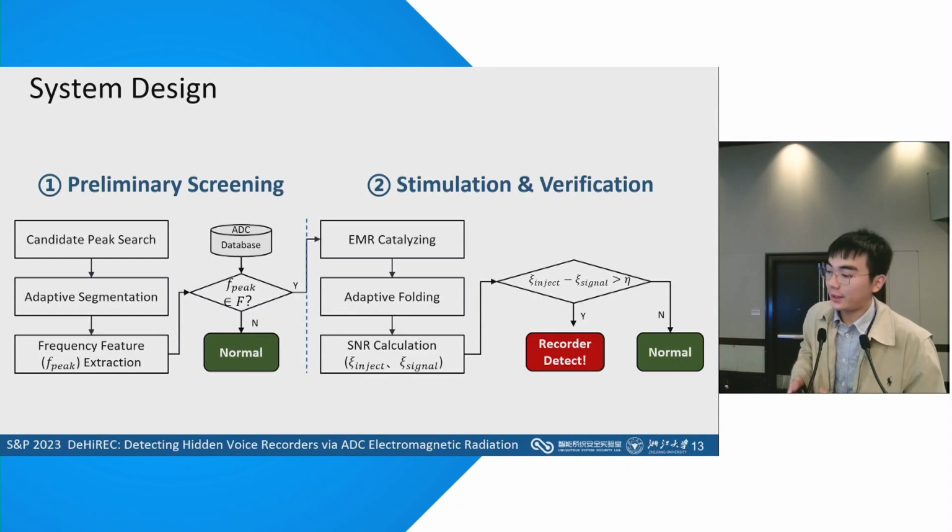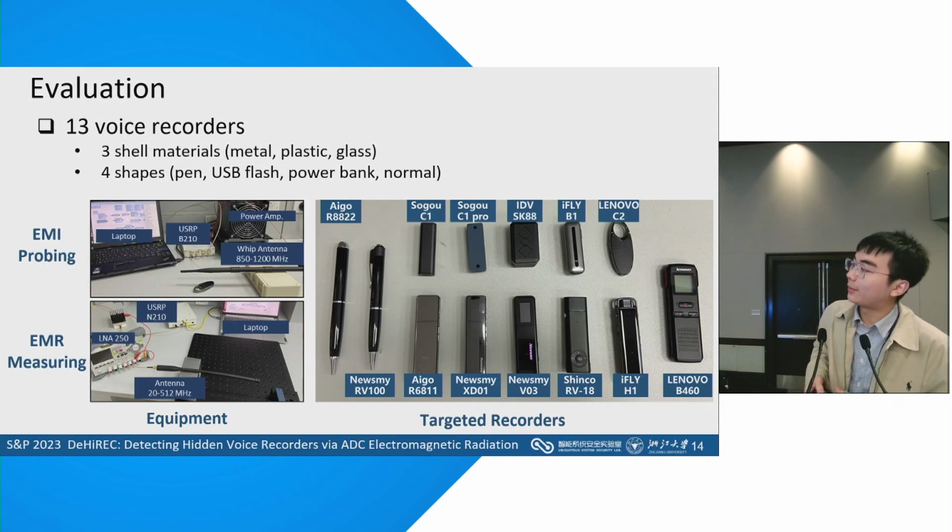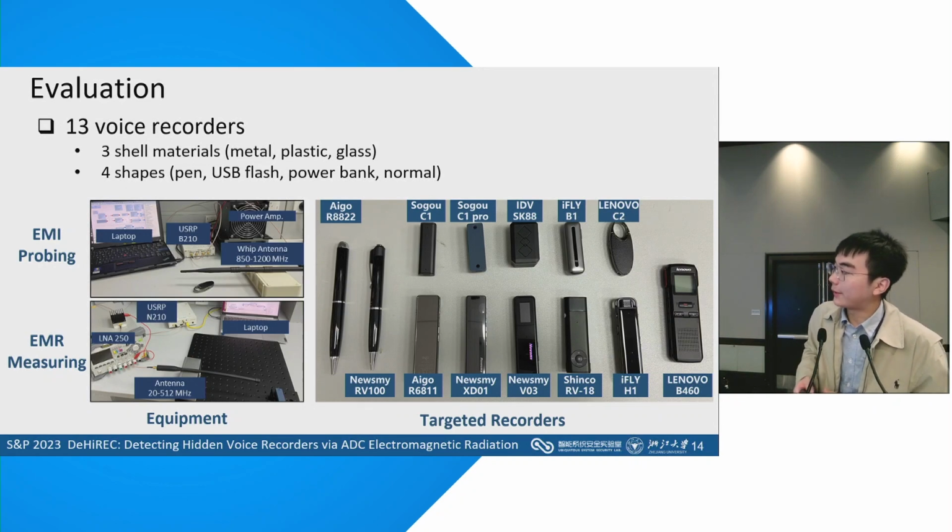And finally, we designed our detection system, DeHiREC, which is mainly divided into 2 stages. The first stage detects the suspicious radiations through preliminary screening. And the second stage performs EMR stimulation and verifies that the radiation indeed comes from the recorder. We built a prototype system as shown on the left, including the EMR probing and the EMR measuring. And our targeted devices are certain voice recorders with various shapes or shells.